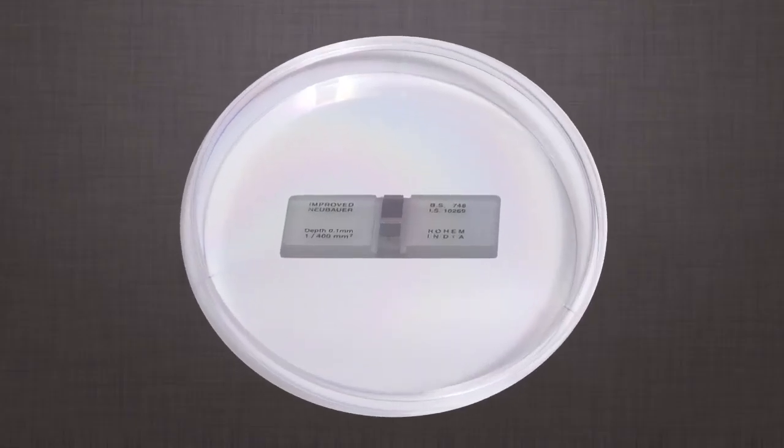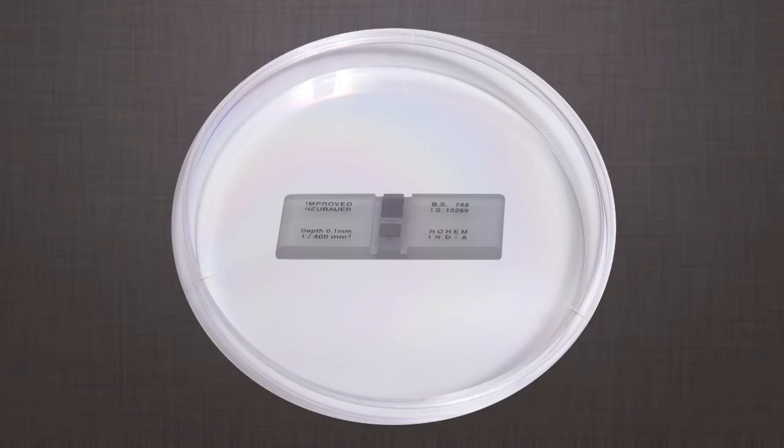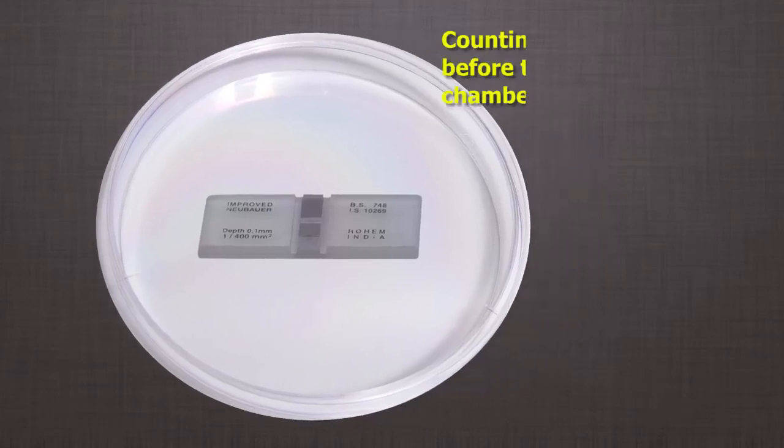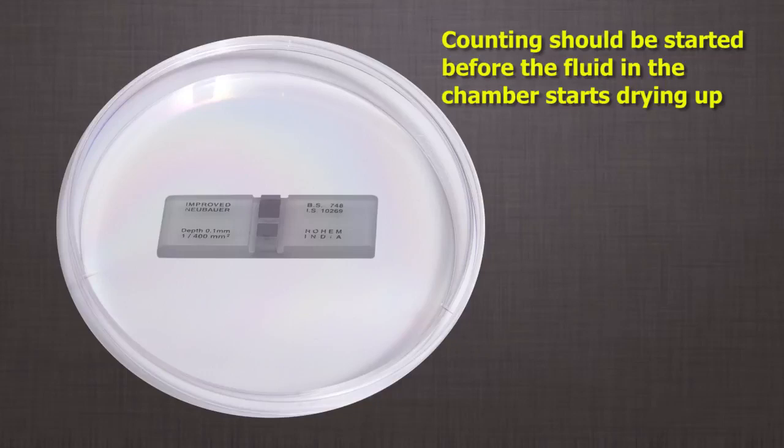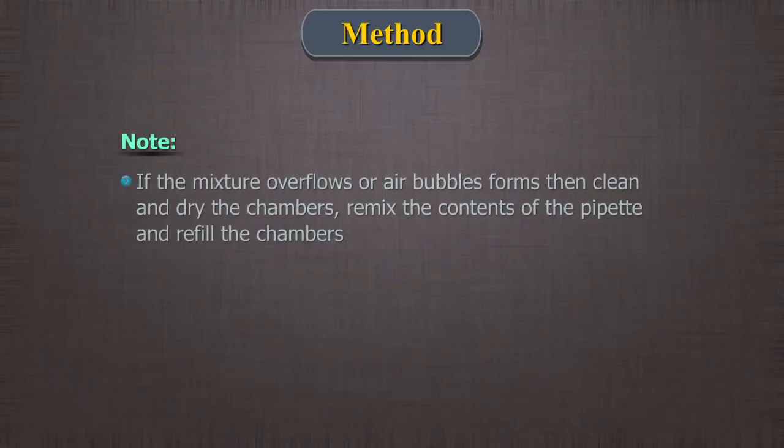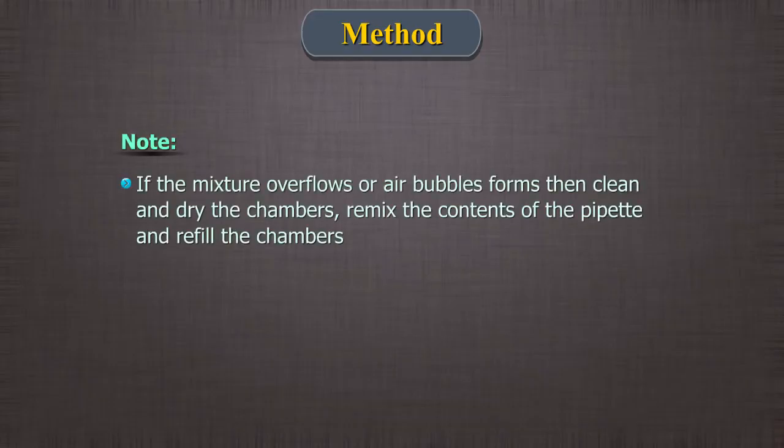4. After charging the chamber, keep it in a moist Petri dish for 20 to 30 minutes to allow platelets to settle down. Counting should be started before the fluid in the chamber starts drying up. Moistened filter paper or cotton retains evaporation of diluted specimen while standing. Note: if the mixture overflows into the moat or air bubbles occur, clean and dry the chambers, remix the contents of the pipette, and refill both the chambers.